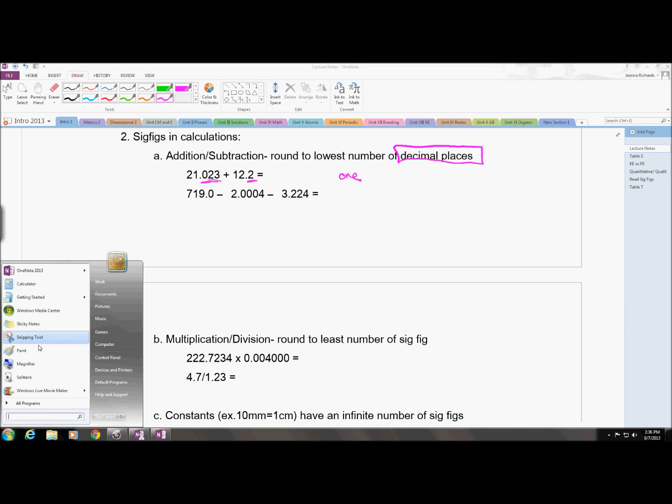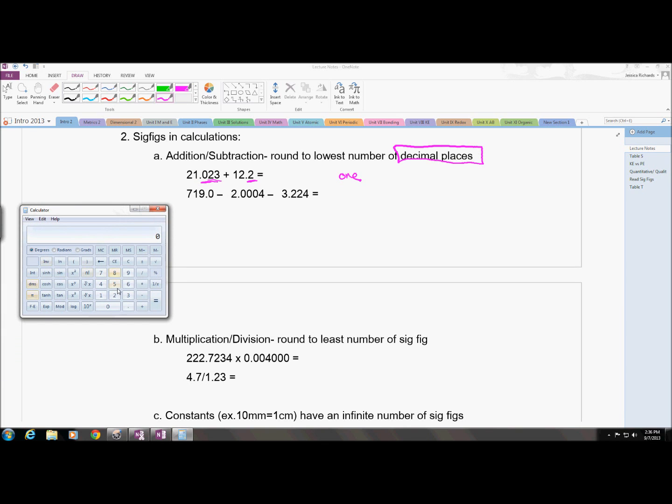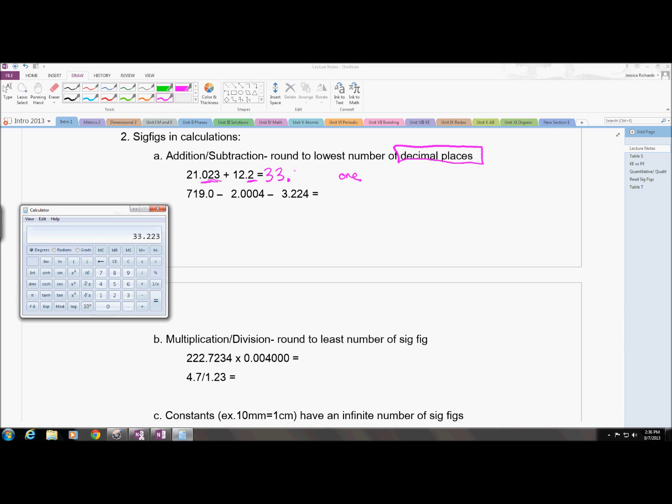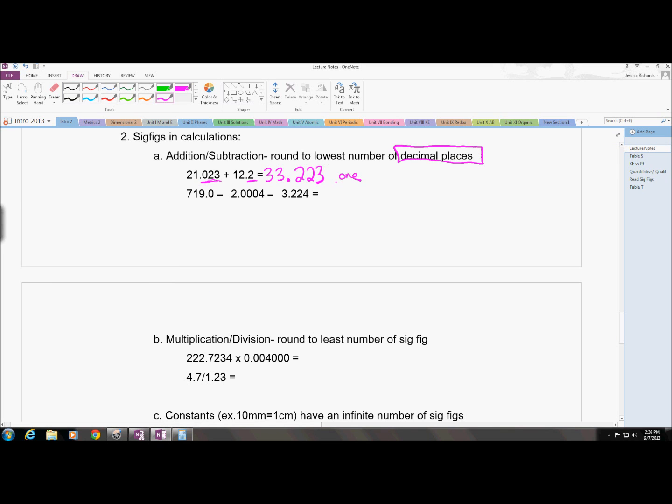So if I pull out my calculator and I type the numbers in just the way they are, 21.023 plus 12.2, and I get 33.223. My answer can only have 1 decimal place, so I'm going to have to round that off. 33.2. Remember your rounding numbers. If the number after it is less than 5, you leave the number alone. If it's 5 or greater, you're going to round this number up. Okay, same thing goes for subtraction.